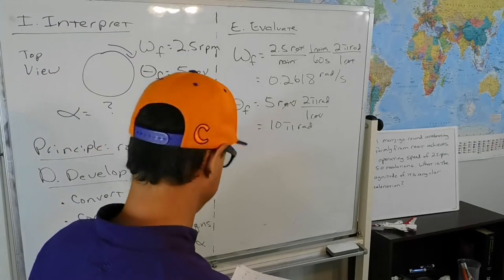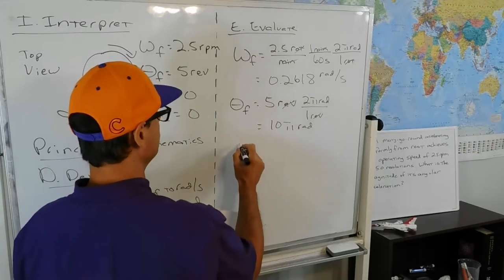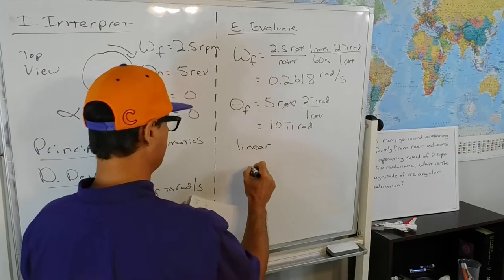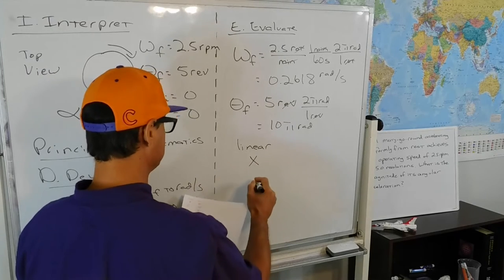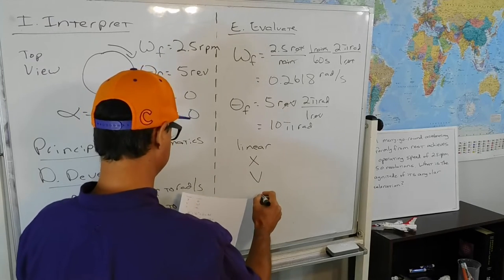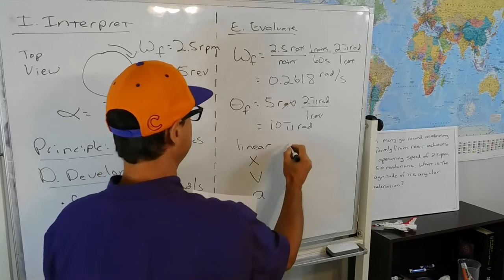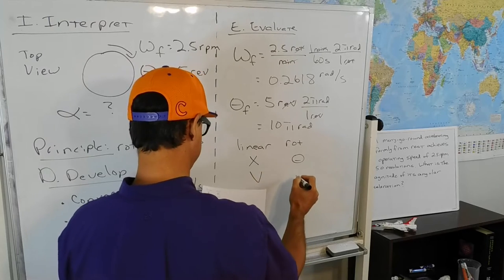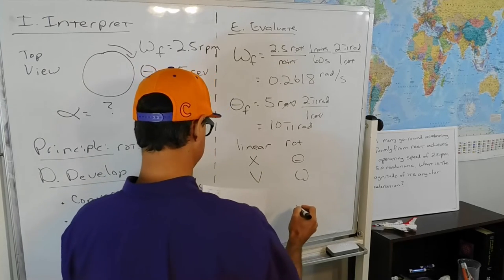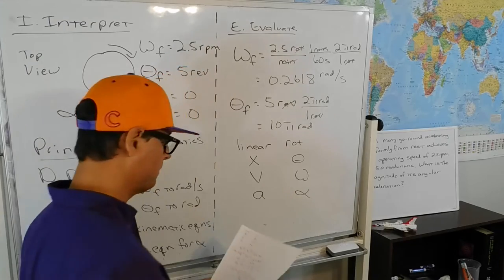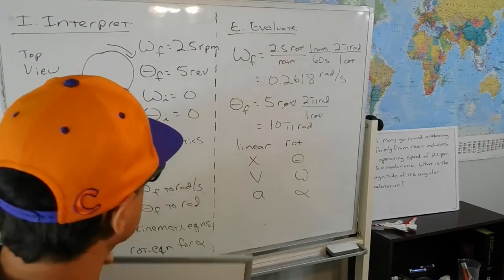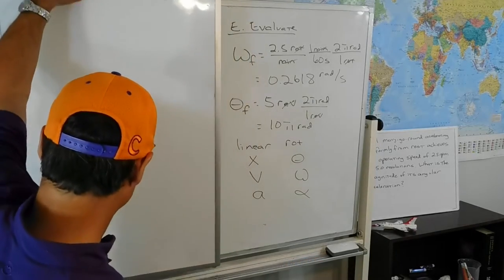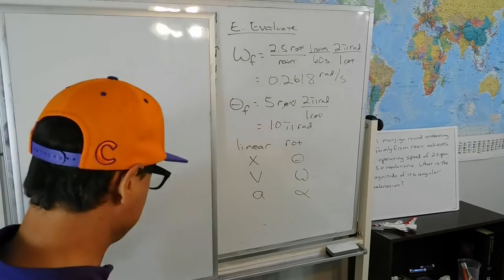So now let's consider the kinematic equations. In the linear world, you have the coordinates x for position, v for velocity, and a for acceleration. In the rotational world, the analogs are theta for angle, omega for angular velocity, and alpha for angular acceleration. Identifying these helps us remember the rotational kinematic equations. And so we're going to reason by analogy here.